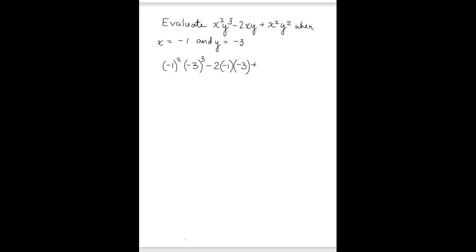And then I'm going to say plus my x squared. I'm going to have a -1 squared. And I'm going to have my y squared becomes a -3 squared. All right, so if you take a look, I should be able to match up. Every single x should match up to a -1, and every single y should match up to a -3.